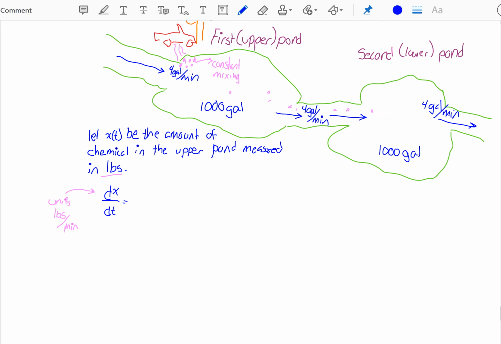Okay. Now I'd like to pause for a moment to give you time to think about what this DE would look like. So if you can, please pause the video, take a moment to think about what the differential equation dx/dt would look like for the upper pond. I'll see you back here in just a moment. Okay, I hope you paused the video and thought about what this differential equation would look like. And I hope you came up with something like this.